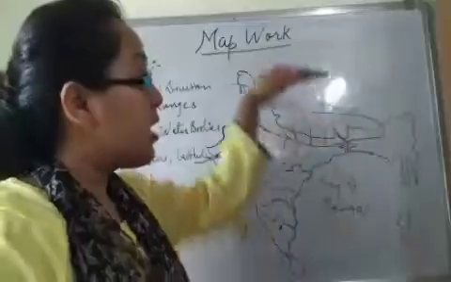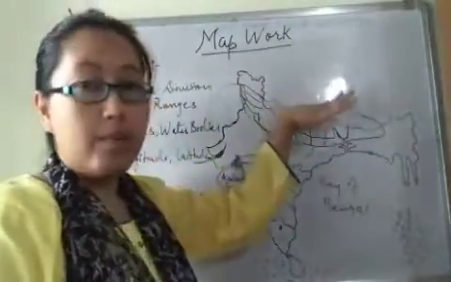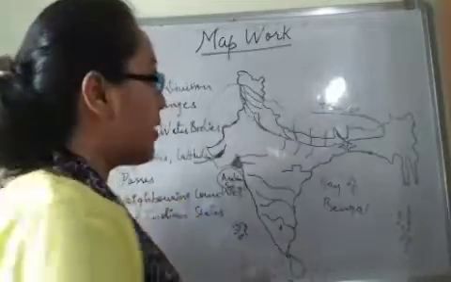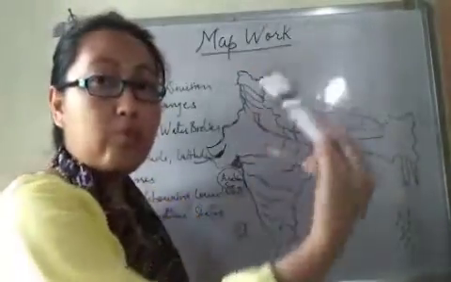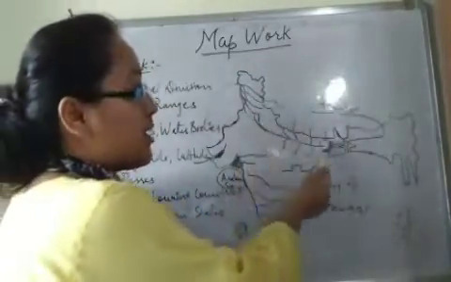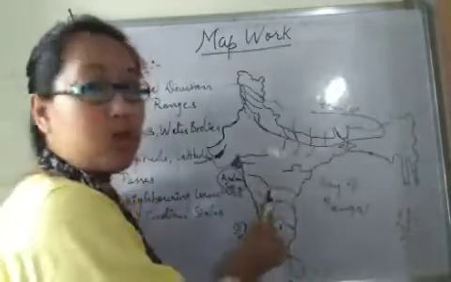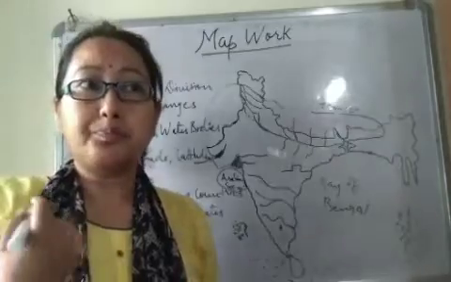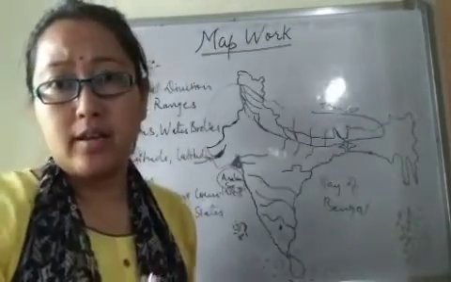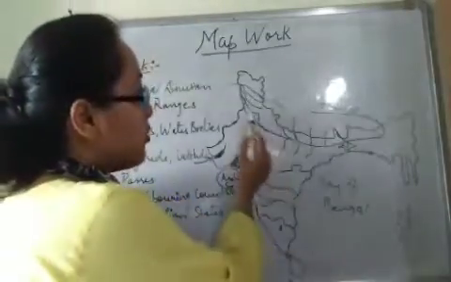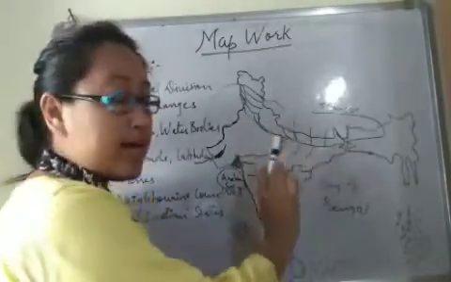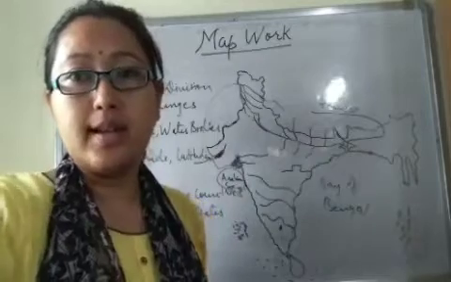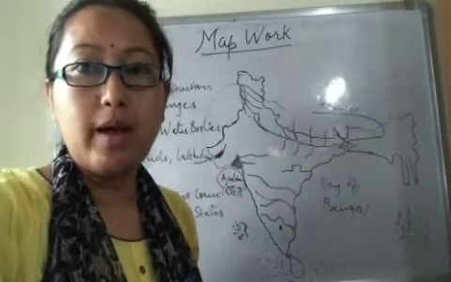Snow fed means they originate from mountains, the Himalaya and other mountain ranges. So they are perennial rivers, whereas these South Indian rivers are not snow-fed rivers. The South Indian rivers are non-perennial rivers. Clear? Okay, now let's move to the map work.